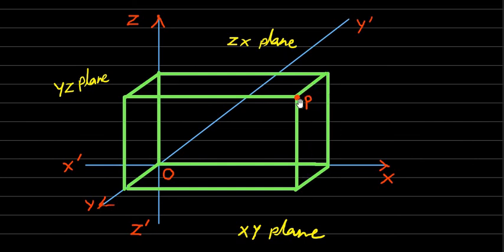Similarly, passing through the point P, we have drawn a plane which is parallel to the XY plane, and that plane is this one which I am showing here.